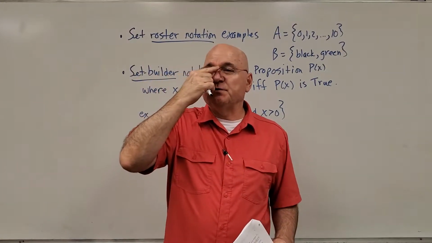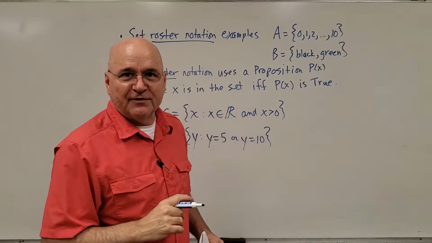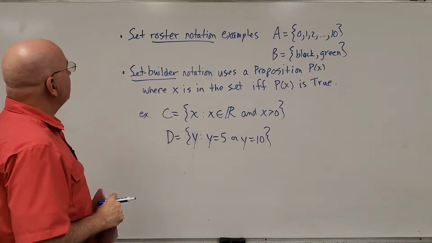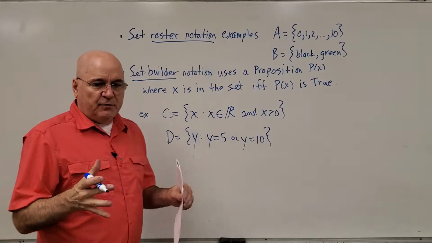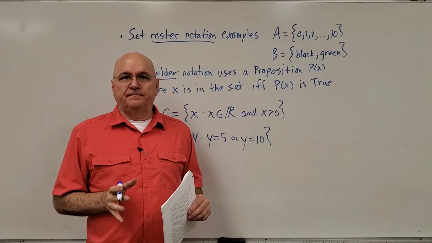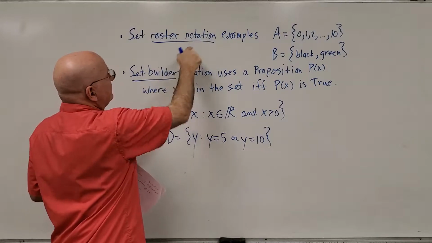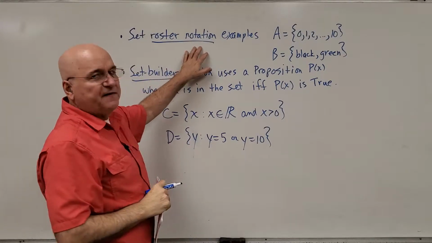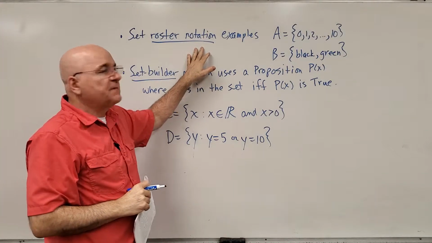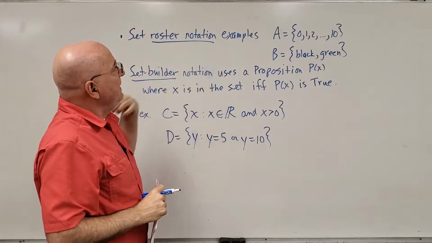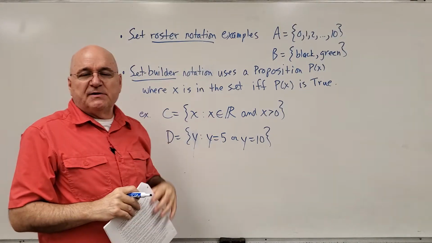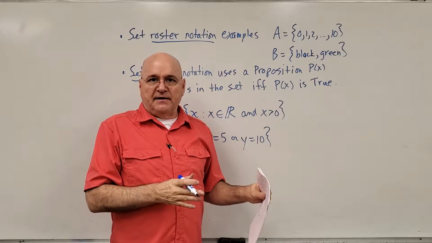Now that we've learned a few simple definitions, let's learn a few more. There are basically two different ways to write a set. One of them is called set roster notation. Roster notation. And by the way, when I'm defining terms, I usually underline them. Roster notation is essentially just listing all of the elements out.